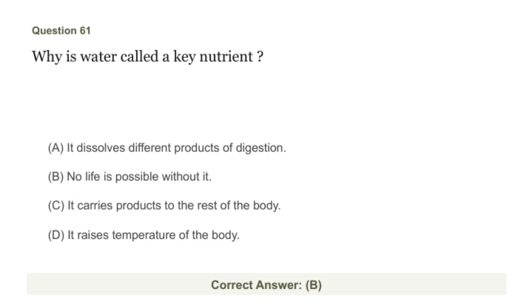Water is often called a key nutrient because of its essential role in supporting life. Unlike other nutrients that provide energy or building blocks, water is vital for almost every function in our body.